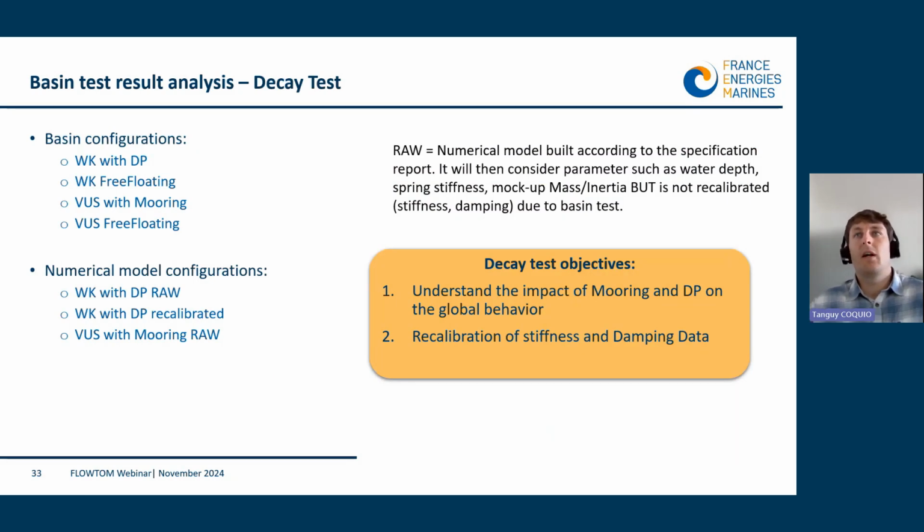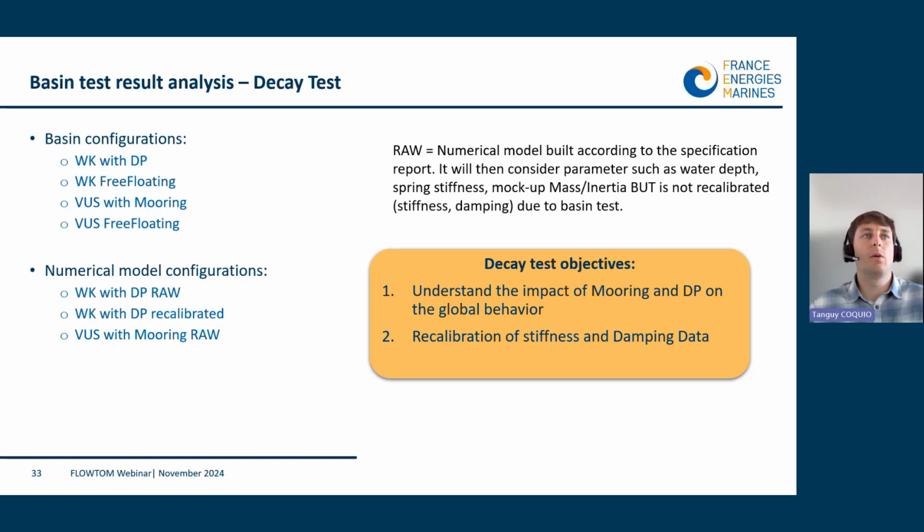So in this first part, I will describe the results coming from the decay tests produced in the basin. In the basin we looked at 4 kinds of configuration. The vessel with dynamic positioning, so it's the spring that Benoit presented before. The vessel free floating, meaning there is nothing to maintain the station keeping of the vessel. The Volturn US with mooring, and the Volturn US free floating, so with no mooring.